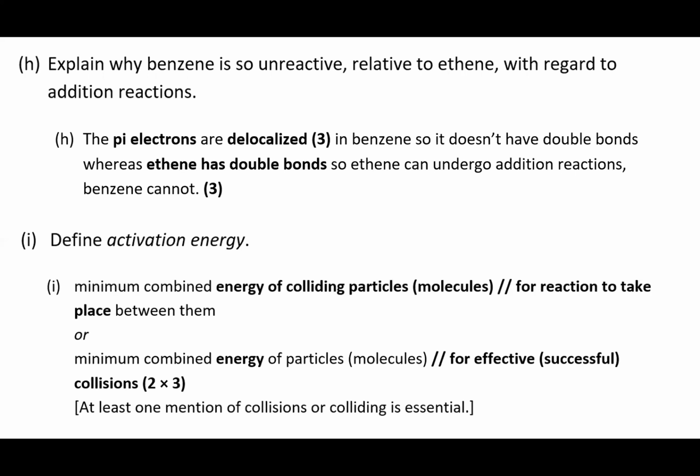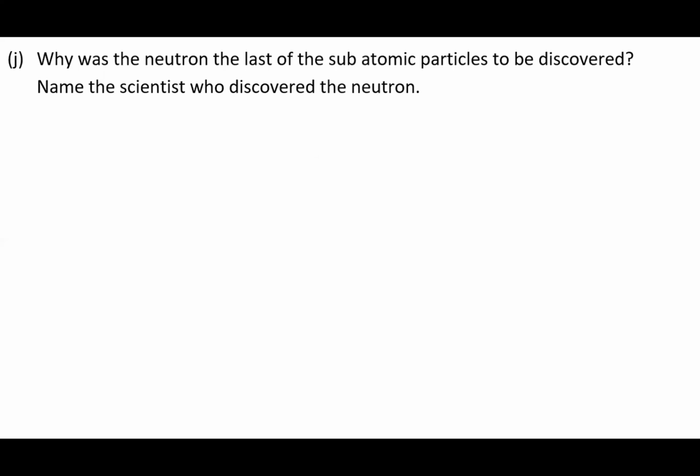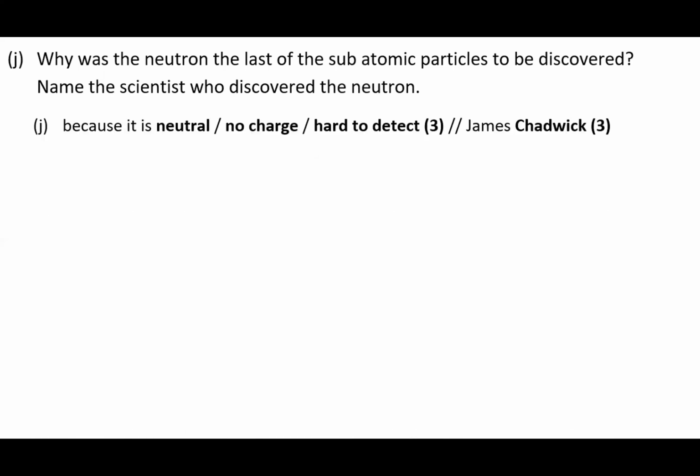Define activation energy. So it's the minimum energy of colliding particles for a reaction to take place, or the minimum energy of particles or molecules for successful or effective collision to take place. So you must mention collisions or colliding. Why was the neutron the last of the subatomic particles to be discovered, and name the scientist who discovered the neutron? So they were the last to be discovered because they're neutral, or they have no charge, or they're hard to detect, and James Chadwick was our scientist.